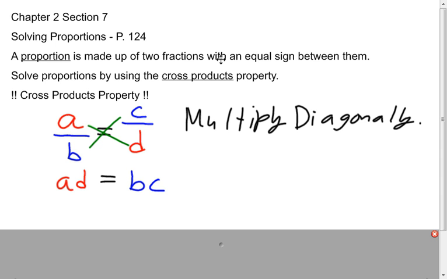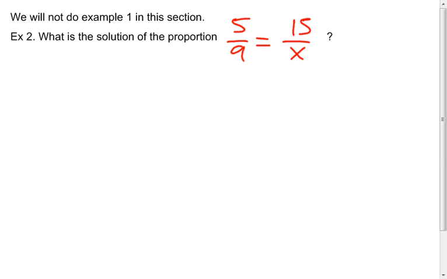Just make sure that you multiply diagonally. It'll make more sense once we put some numbers in there. There is an example number 1 in this section, but we're not going to go through it, so we're just going to skip ahead to example 2. It says, what is the solution of this proportion? So we've got 5 over 9 equals 15 over x.